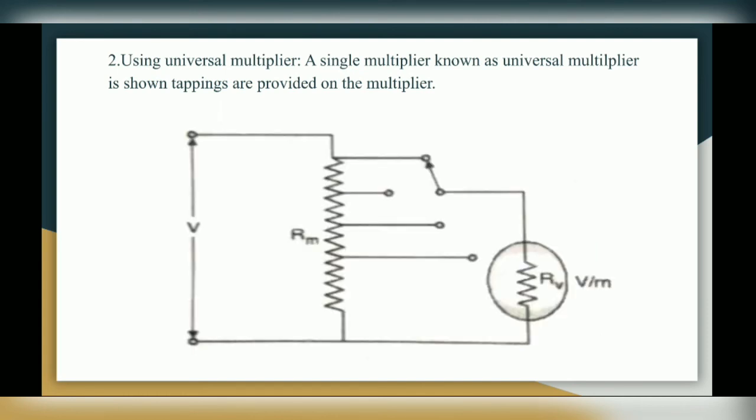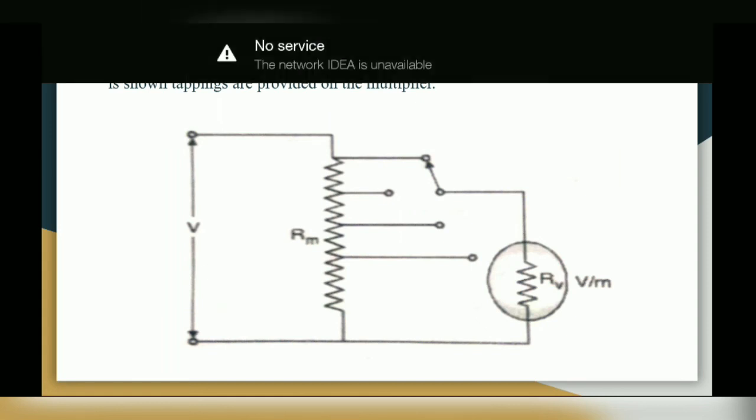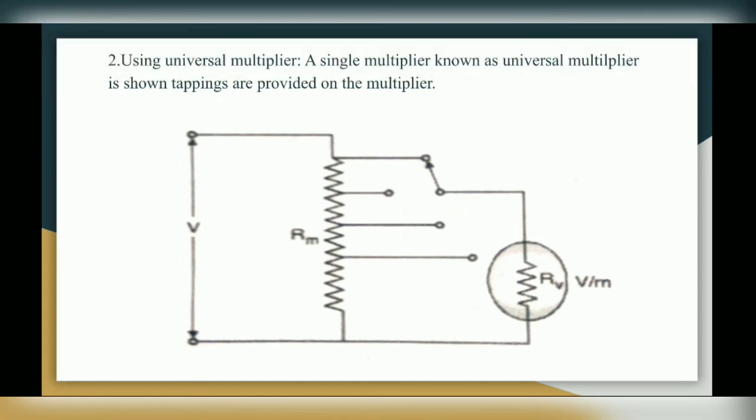Next method is using universal multiplier. A single multiplier known as universal multiplier is shown. Tappings are provided on the multiplier. In this diagram you can see a multiplier resistance which has tappings on it. By selecting the required tapping, we get different ranges of the meter.